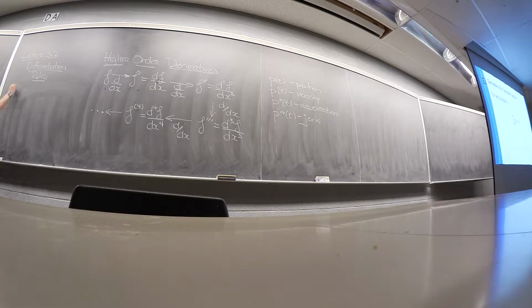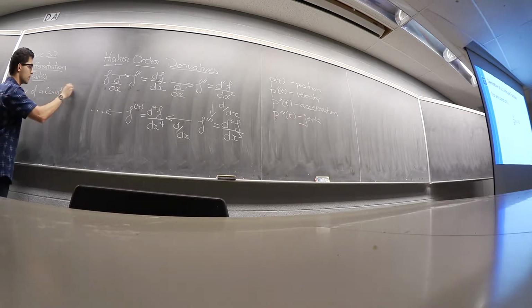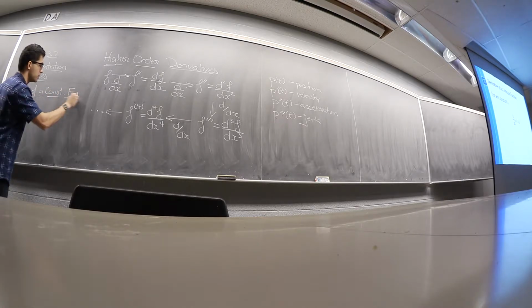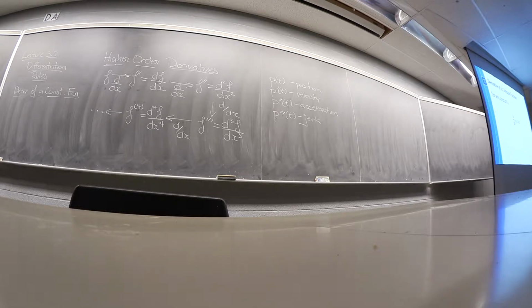Derivative of a constant function. Okay, the derivative of any constant function is the zero constant function. That's it. You can prove that using limit laws and the definition of the derivative. Or you can realize that the graph of a constant function is flat everywhere. Its slope is zero everywhere. So there you go. The derivative of a constant function is zero everywhere.